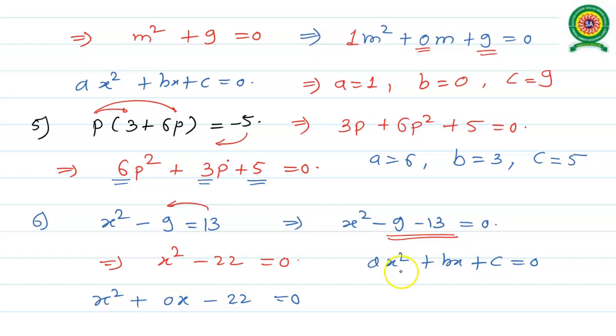So let's compare it with the general form of a quadratic equation. a becomes the coefficient of x square, which is not given, meaning a is 1. So the value of a is 1, and b becomes the coefficient of variable x, which is 0, and c is the constant, which is minus 22.